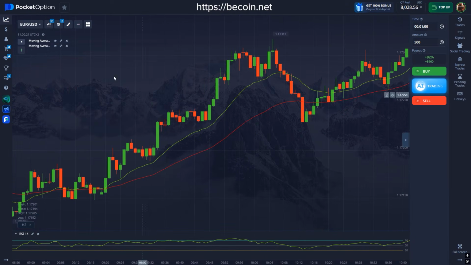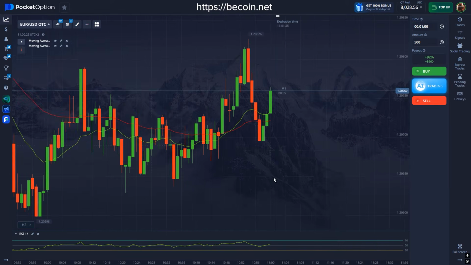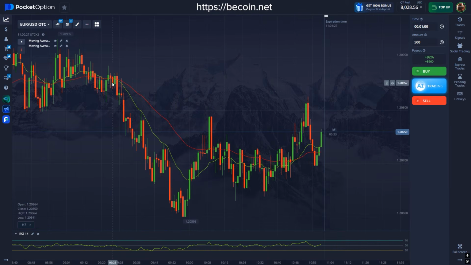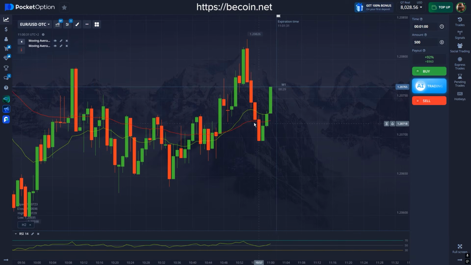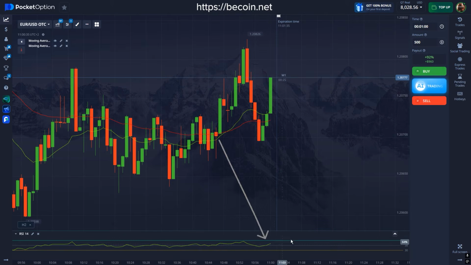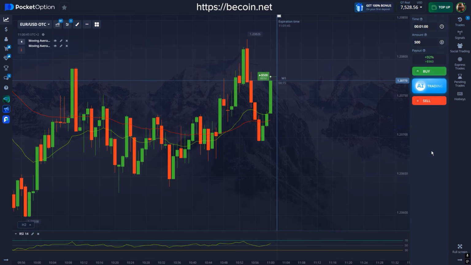Let's break it down fast. Now it gets interesting. The 20 EMA is above the 50 EMA, signaling an uptrend. RSI is just over 50, a weak sign, but I'm willing to take the risk. So we're going buy. As the countdown continues, let's talk about indicator confluence.